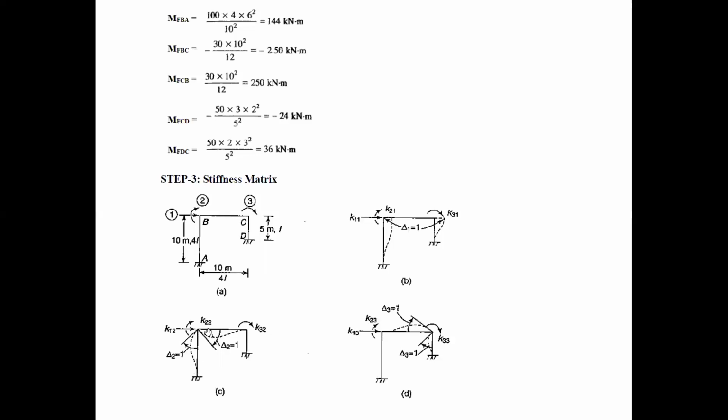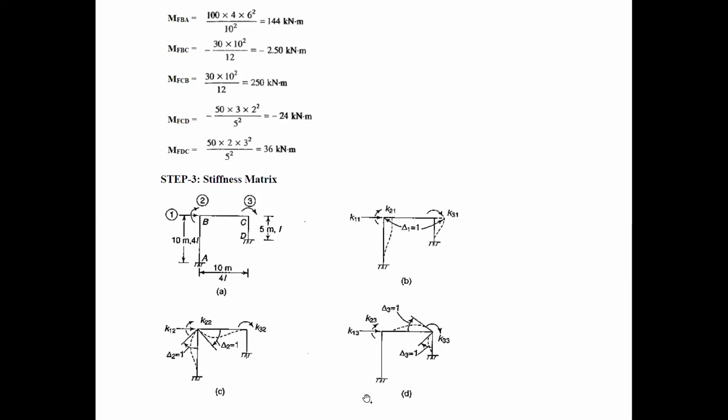Connected to two members and it's a rotation. So we have 4EI by L plus 4EI by L, and the corresponding moment of inertia should be calculated. And then K32 is the far end for K22, so this will become 2EI by L. So K32 will be equal to K23.